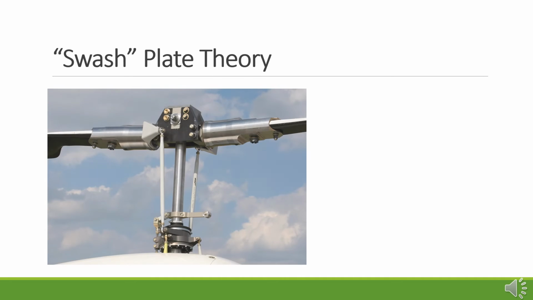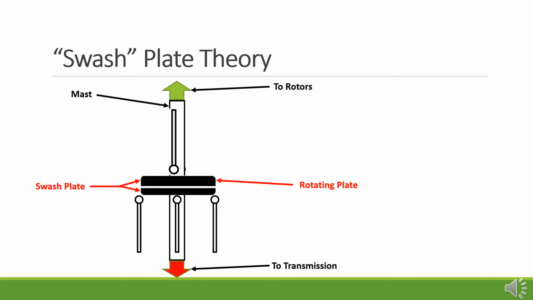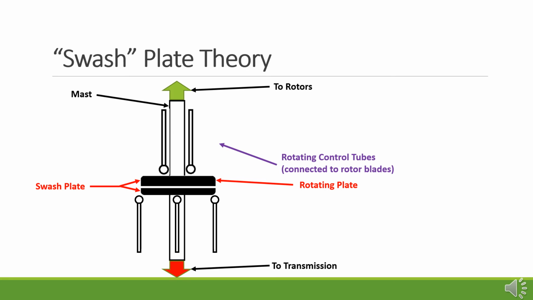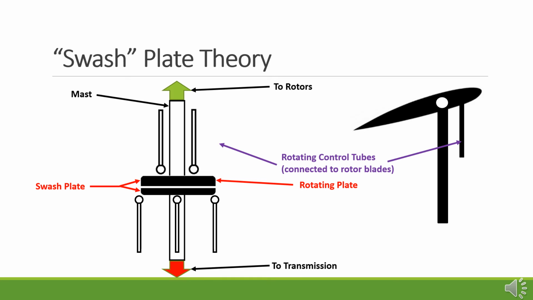The main drive of a helicopter is developed through a central mast. The central mast transmits power from the engine through a transmission to the rotors. Located around the central mast is a device called a swash plate. The mast runs upward through the center of the swash plate. The swash plate is actually made of two concentric discs or plates. The top, or rotating plate, moves with the mast and is connected to the rotor blades by connecting tubes, one tube per blade. The rotating plate is also connected to the individual plates through links that allow the tubes to change the pitch of the individual rotor blades.